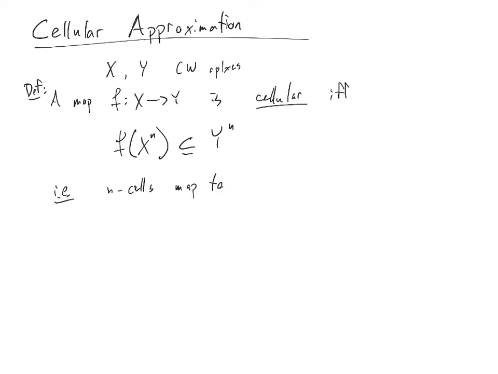How should we do this? Map to k cells with k less than or equal to n. Now, cells don't actually have to go specifically to cells, but they land inside of the n skeleton. So what I said here is the most precise definition. So in general, cellular maps preserve or reduce dimension.